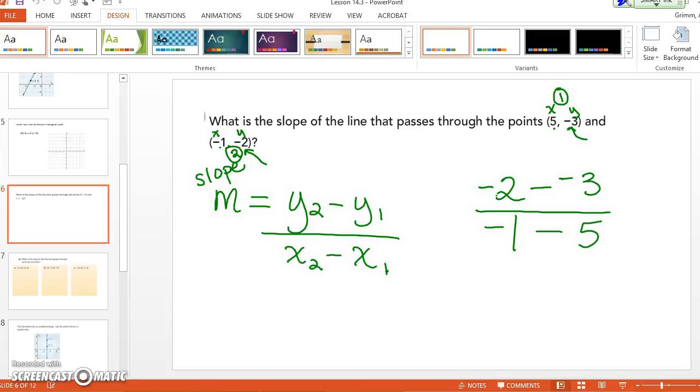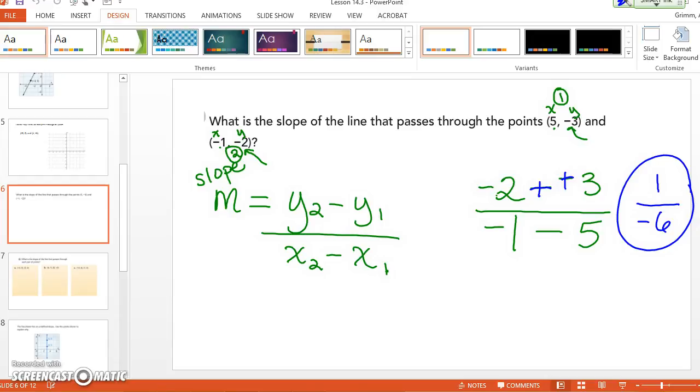All right, what do I do if I have subtracted negative? What did we learn this year? Plus positive. Good. So negative 2 plus 3 is 1. Okay, and then what's negative 1 take away 5? Negative 6. So the slope is negative 1/6. That's the slope.